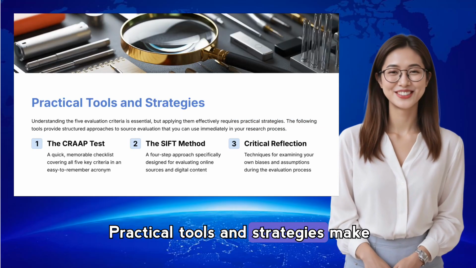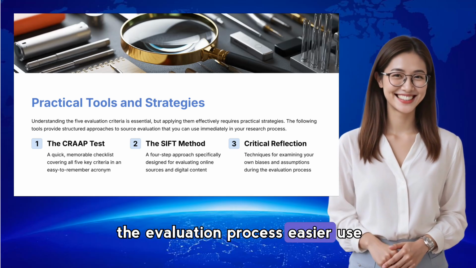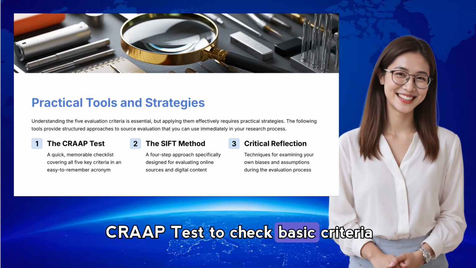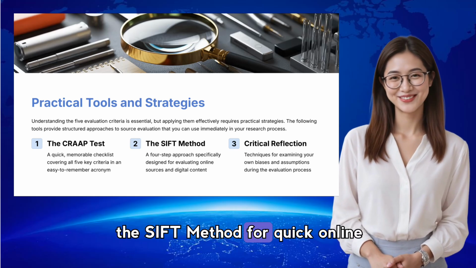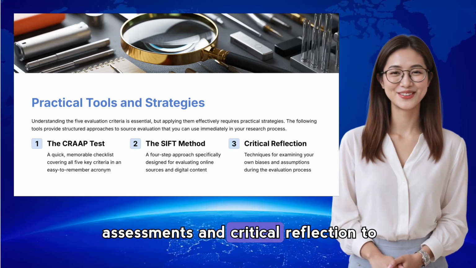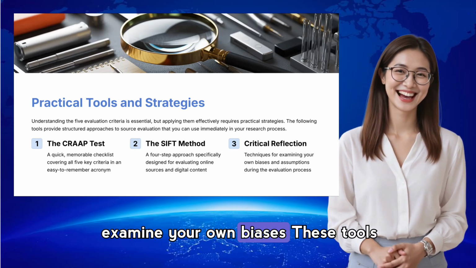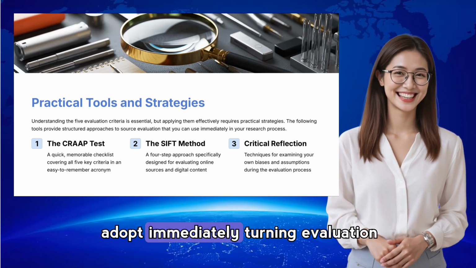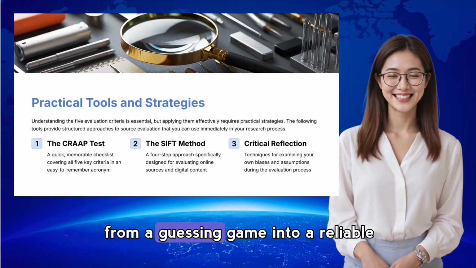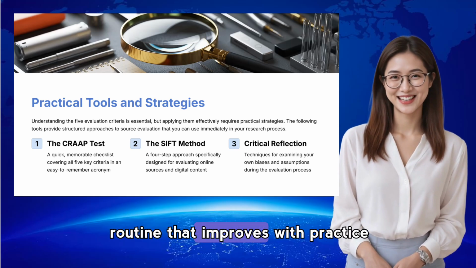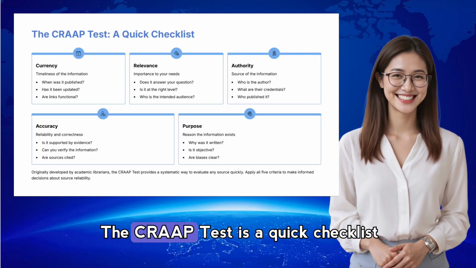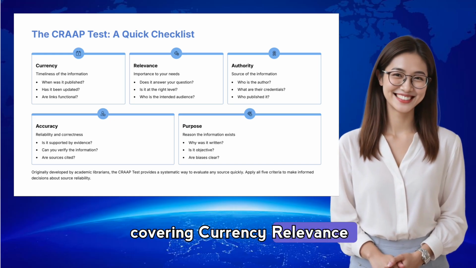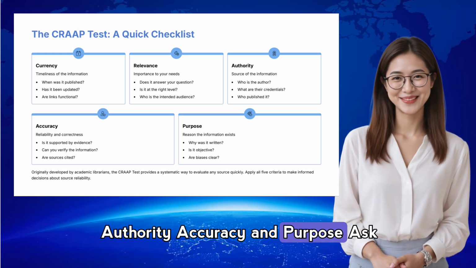Practical tools and strategies make the evaluation process easier. Use structured approaches like the CRAAP test to check basic criteria, the SIFT method for quick online assessments, and critical reflection to examine your own biases. These tools provide repeatable steps you can adopt immediately, turning evaluation from a guessing game into a reliable routine that improves with practice.